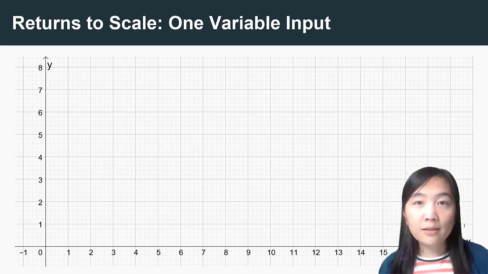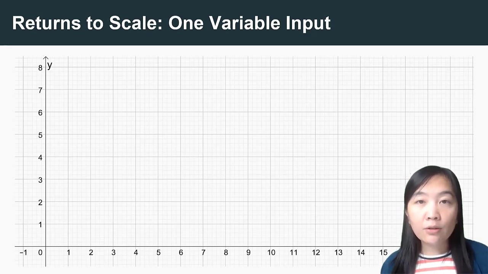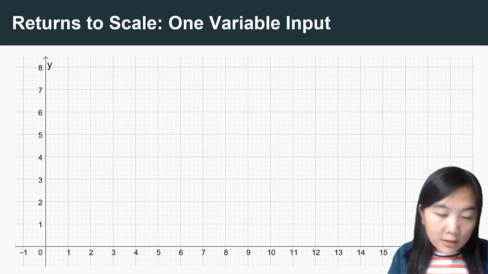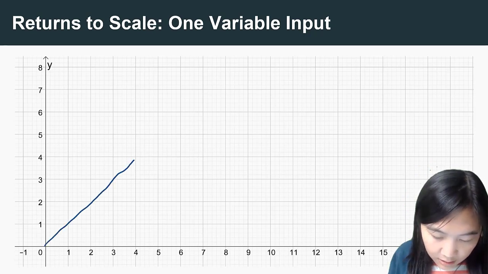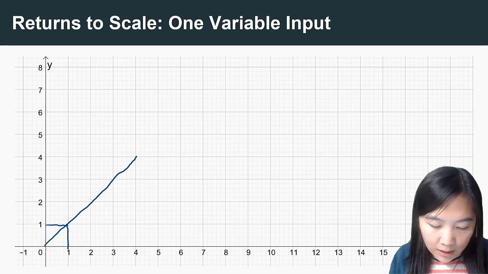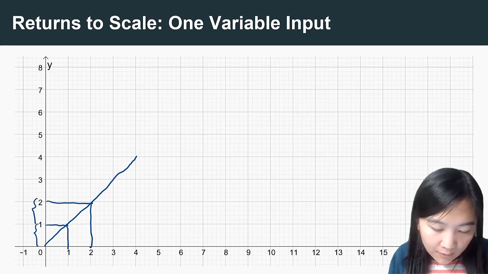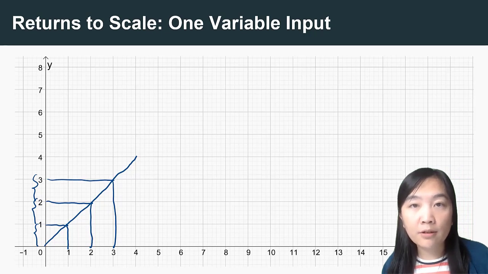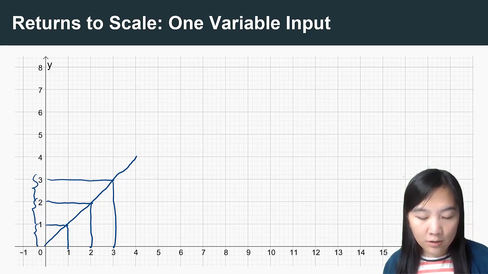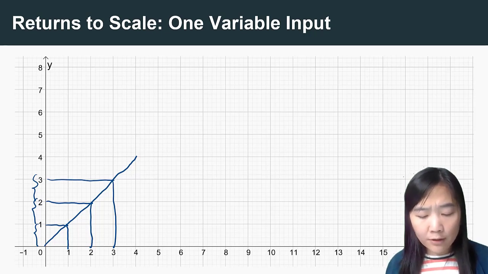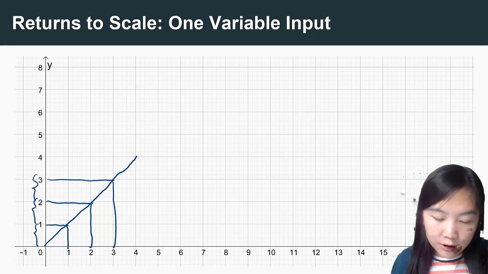In the one variable input case, we don't need to worry about the proportional increase in all of the inputs because there's only one input. So let me start with the simplest case, when we have a linear production function. Let me draw this linear production function here. Then for each additional input used, we get the same increase in output. For example, if the input is increased from 1 to 2, then the output is also increased from 1 to 2. If we further increase the input from 2 to 3, the increase in output is also the same.